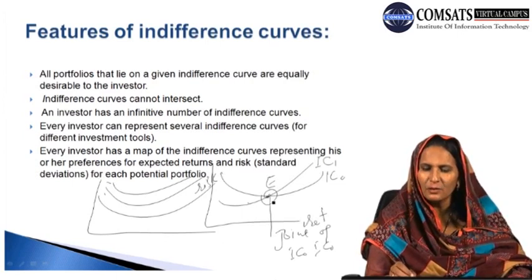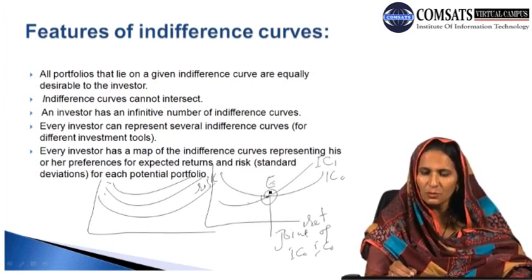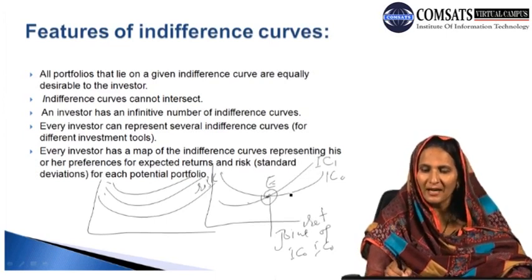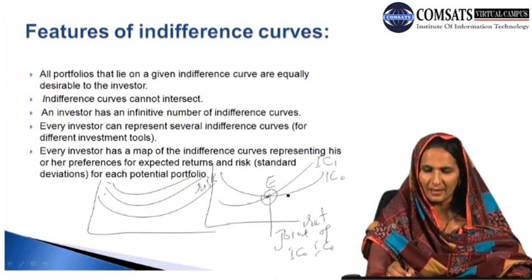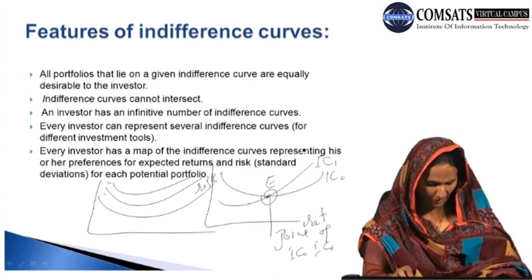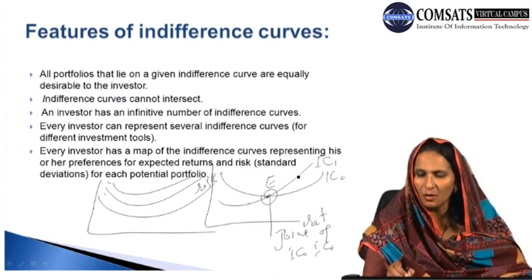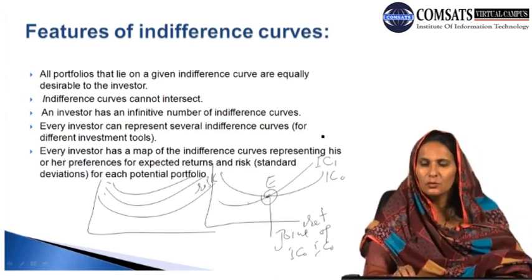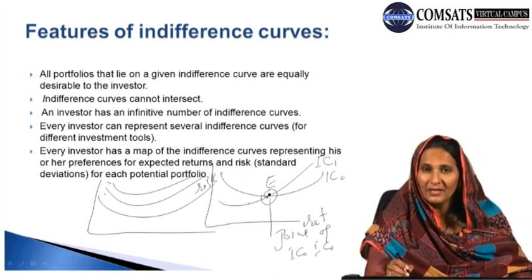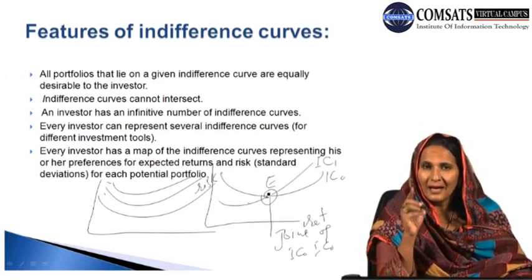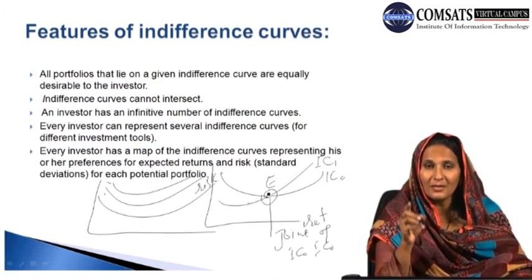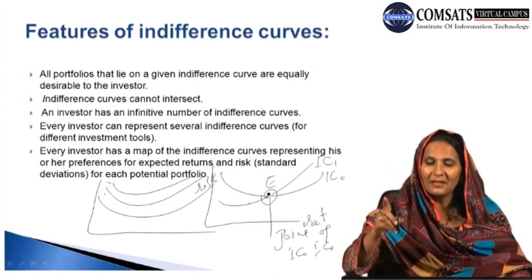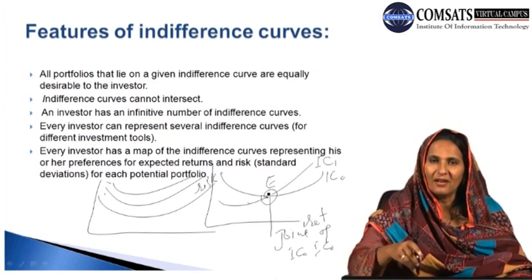So any individual investor cannot choose these two indifference curves at one time, because we have different combinations of risk and return at IC0 and different combinations of risk and return on IC1. Therefore it is not possible for the individual investor to choose one combination at the same time lying on two different indifference curves, because one indifference curve indicates the preference level of one type and the other indifference curve indicates the preference level of the other type.